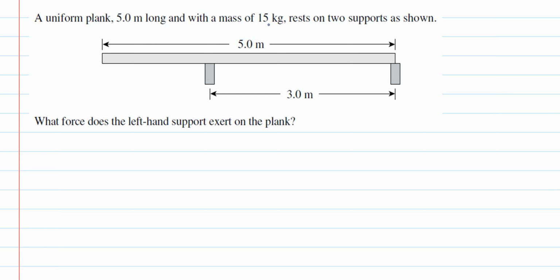So since the plank has a mass of 15 kilograms, we want to find the center of gravity, which is approximately right here, and we'll draw a force acting in the downwards direction. So that's my force of gravity. And the two supports also have forces going in the upwards direction, and this will keep the plank in equilibrium. So this is the force on the left-hand side, and this is the force on the right-hand side. Okay, so because there are distances in this diagram, we probably need to set up a rotational equilibrium concept here.